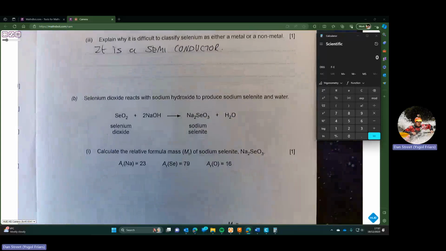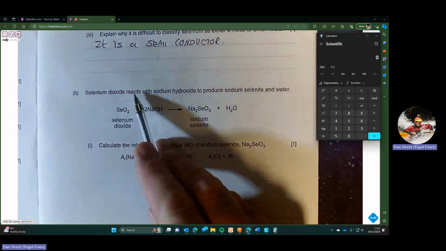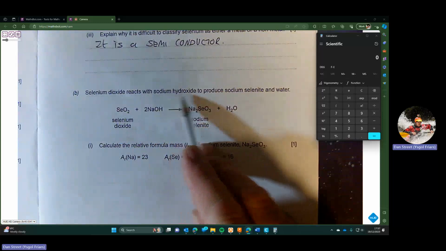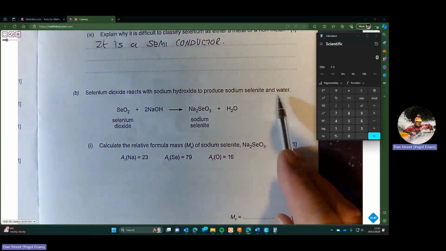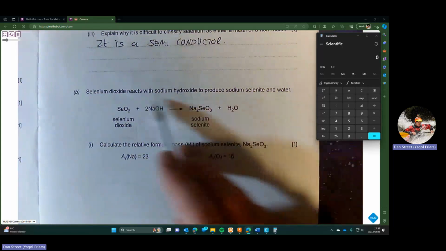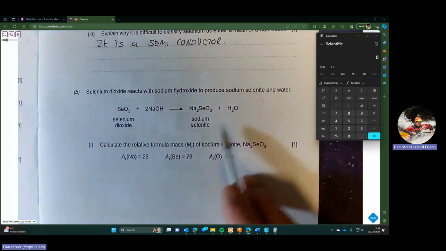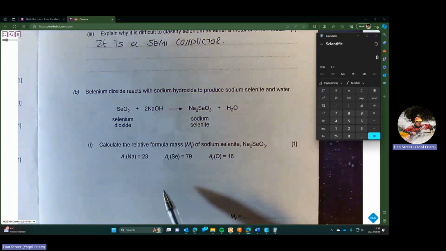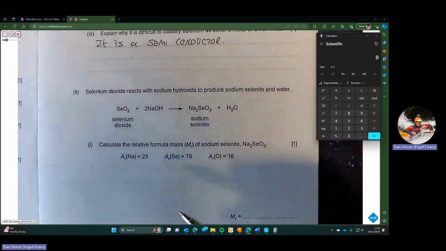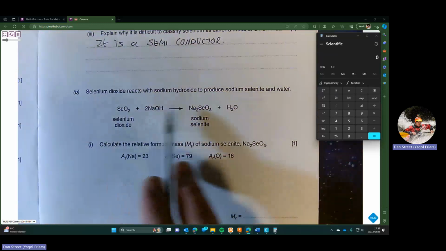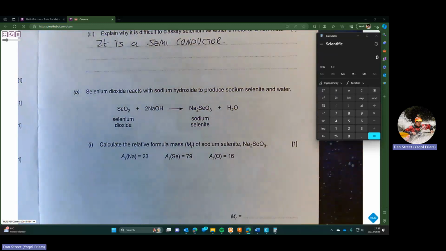Okay, the next question tells us that selenium dioxide reacts with sodium hydroxide to produce sodium selenite and water. So your first impression of this question might be that we've never done any work with selenium. This doesn't matter because this is a sort of question where you're given information and then you're asked to actually interpret it. So we're given there the formula of all the chemicals involved.